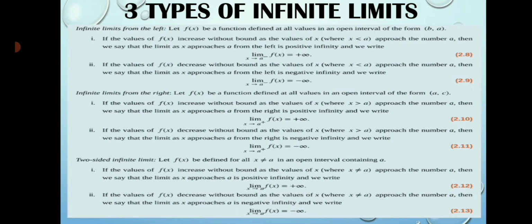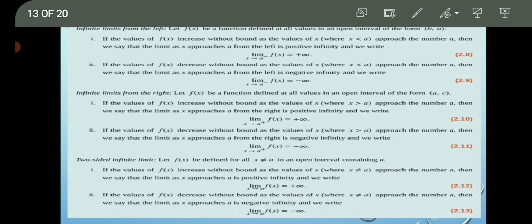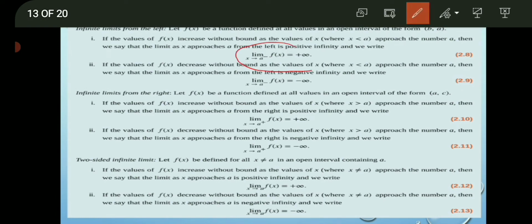Now let us proceed to the three types of infinite limits. The first one is the infinite limit from the left. If the values of f of x increase without bound as x approaches a, where x is less than a, we can express the idea by this: the limit as x approaches a from the left of f of x is equal to positive infinity.